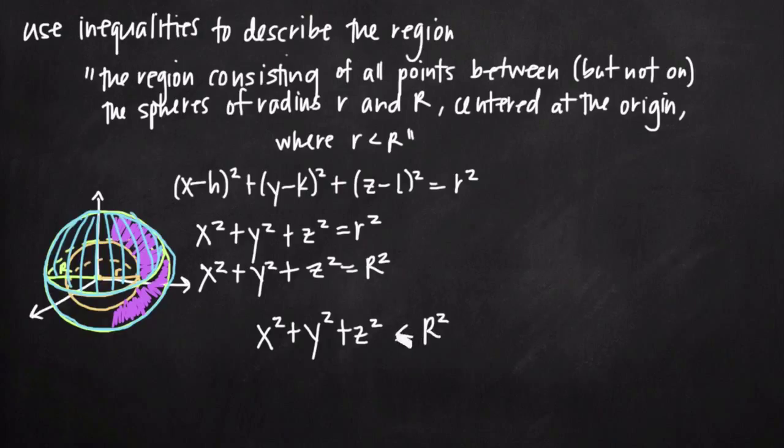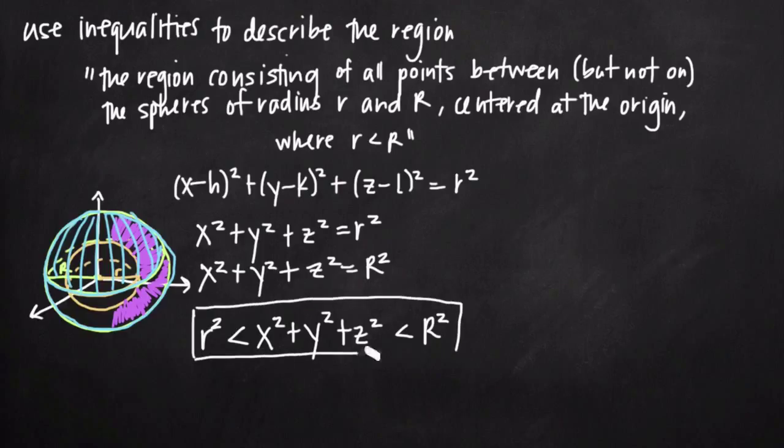But because we don't want those points, we just say less than. So this includes all the points inside this larger sphere, from the shell of the larger sphere all the way down into the origin. But we don't want that. We want the points that are outside the smaller sphere, but inside the larger sphere. So all we have to do to limit that region is say that this value also has to be greater than lowercase r squared. And again, if we wanted the points that were on the shell of that inner sphere, we would say greater than or equal to instead of just greater than r squared. But this is our final answer for our inequality.